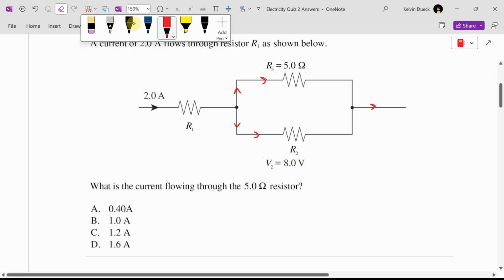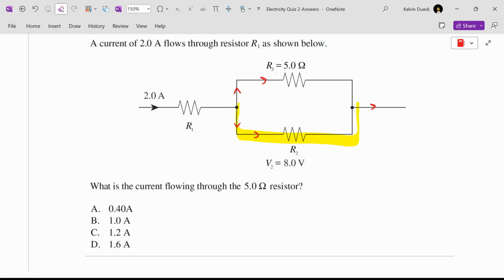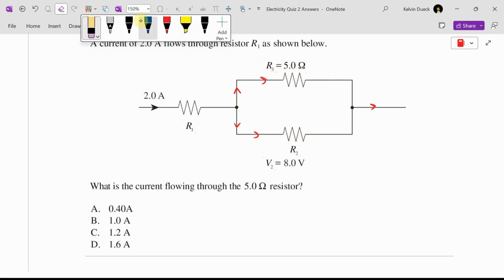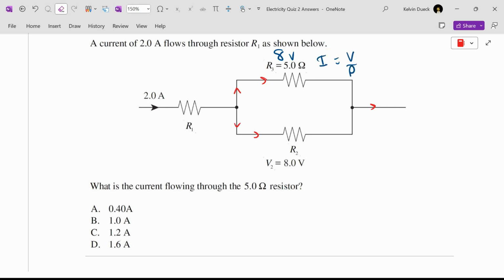So Maya, what's the voltage from here to here? How many volts? What must the voltage be from here to here then? Also 8. Okay. Why does that help? Because up here, I know 2 things. I can find the current up here. It's going to be V over R. It's going to be 8 divided by 5, which I'm pretty sure is 1.6 amps, I think.